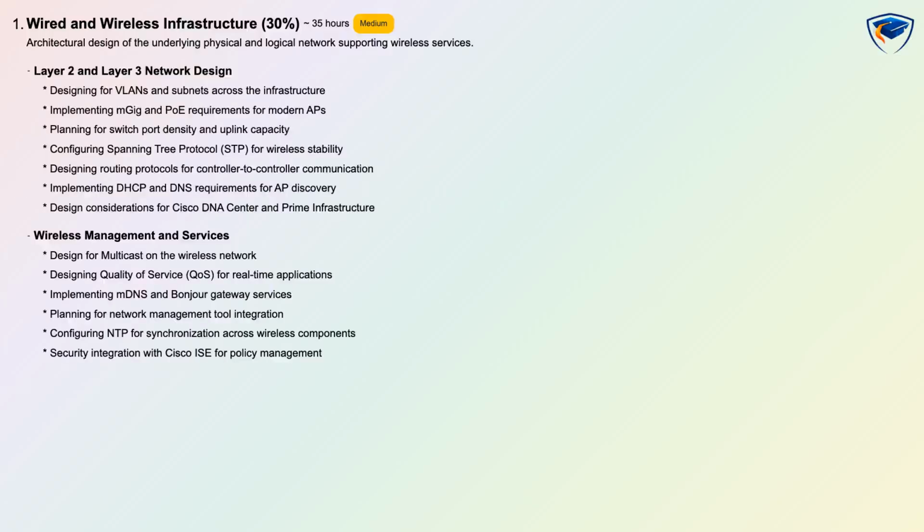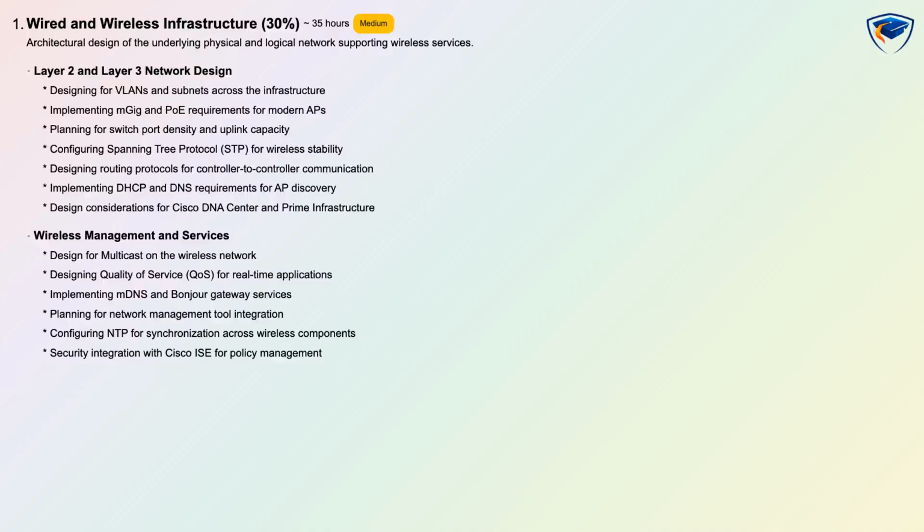Wired and wireless infrastructure carries 30% of the exam, with a focus on the architectural design of the underlying physical and logical network supporting wireless services. Difficulty is medium, estimated learning time hours is 35, and the assessment type is conceptual plus scenario-based. You will learn Layer 2 and Layer 3 network design including VLANs and subnets, mGig and PoE requirements for modern APs, switch port density and uplink capacity planning, and Spanning Tree Protocol configuration for wireless stability.